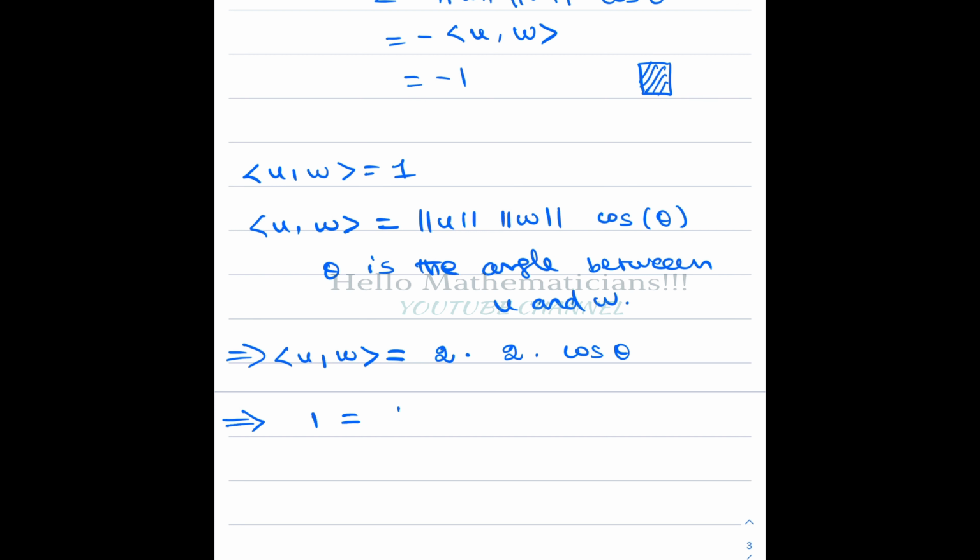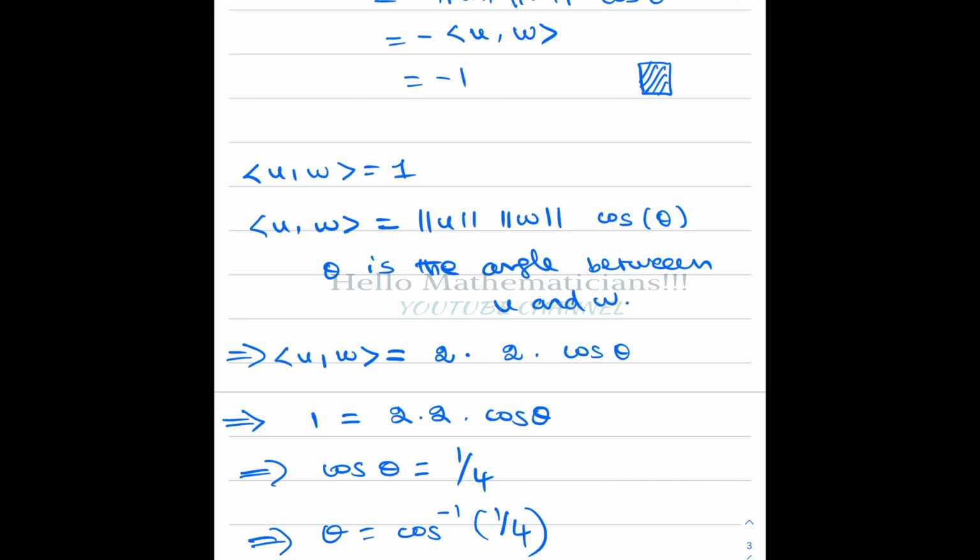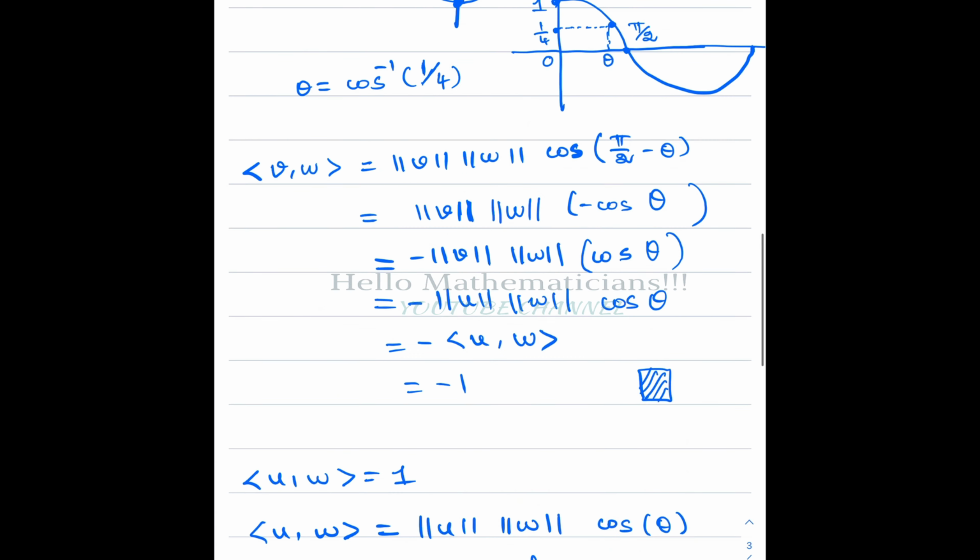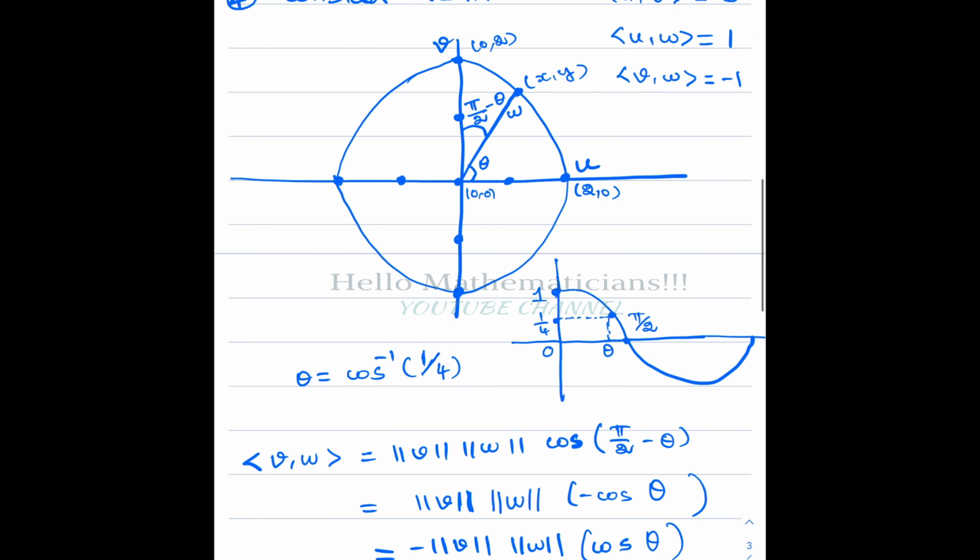Okay, this implies 1 equals 2 into 2 into cos theta. This implies cos theta equals 1 by 4. This implies theta equals cos inverse of 1 by 4. Why we are doing this calculation is we want to find where we can put a W on this circle. That is the question.